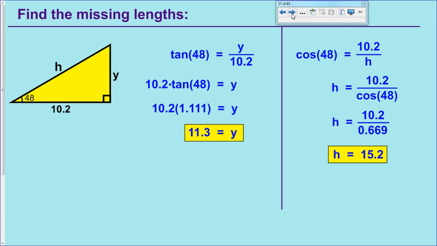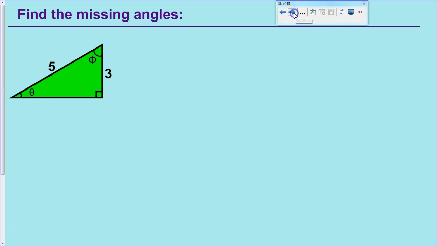H is 15.2. Now, if you wanted to check your answer, you could plug in 10.2, 11.3, and 15.2 into the Pythagorean theorem, and it should work out.